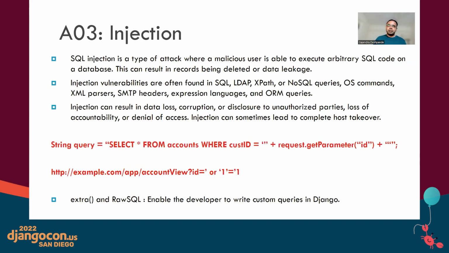Then the third one and the most common attack is the injection attack. In an injection attack, there are multiple types such as SQL injection, XML injection, LDAP injection, XPath injection, then ORM query injection, NoSQL queries injection, OS commands injection, and so on. So injection can result in data loss, corruption, or disclosure to unauthorized parties, loss of accountability, or denial of access, and so on.